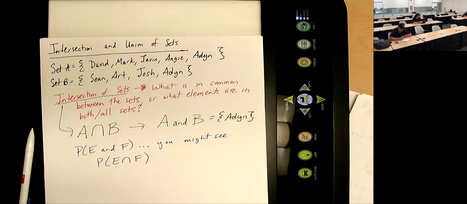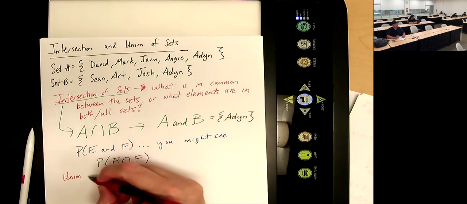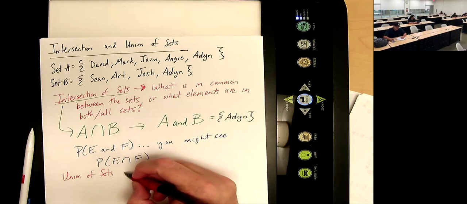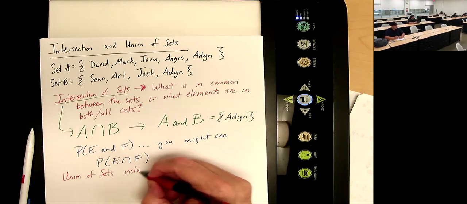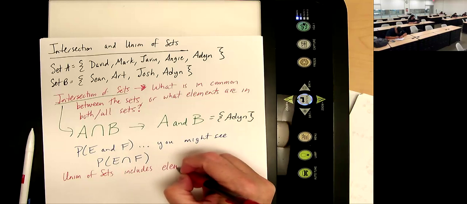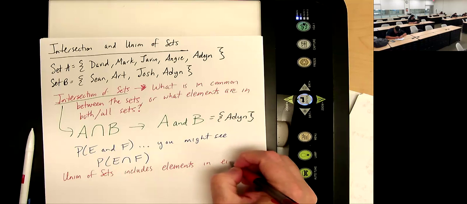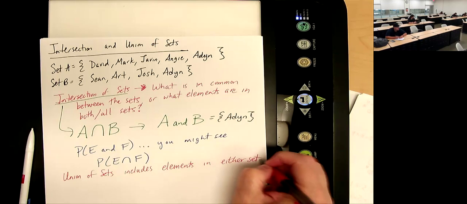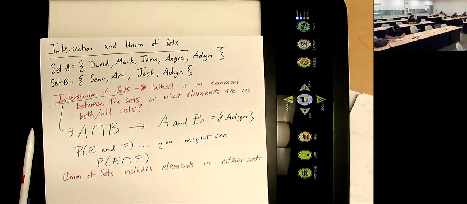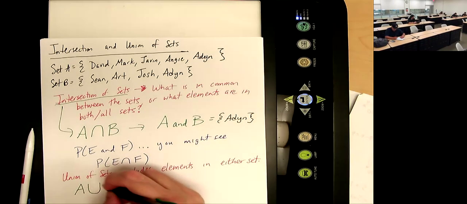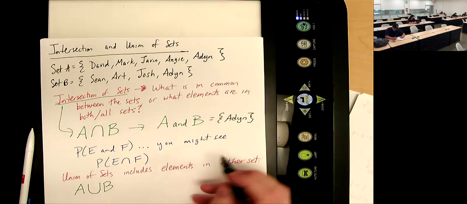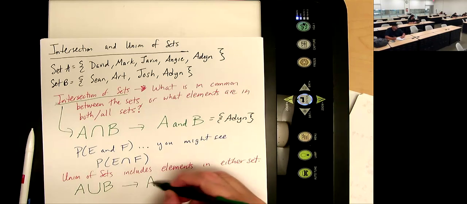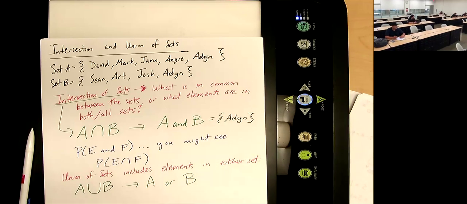And the other thing they talk about is union of sets. The union of sets includes elements in either set. And it is written like a normal U, but it also tends to be wide, capital. And this really is A or B. What is in A or B?